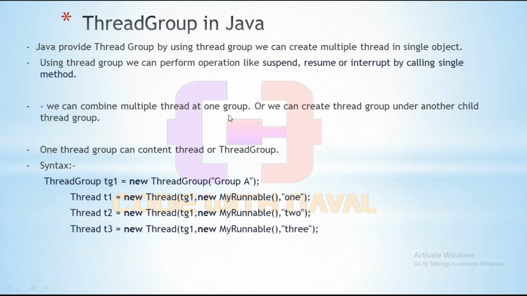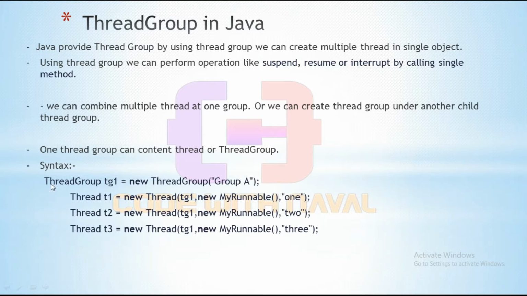Java provides a thread group. By using a thread group we can create multiple threads in a single object. Using a thread group we can perform operations like suspend, resume or interrupt by calling a single method. We can combine multiple threads in one group, or we can create a thread group under another child thread group. One thread group can contain a thread or it can contain a thread group.